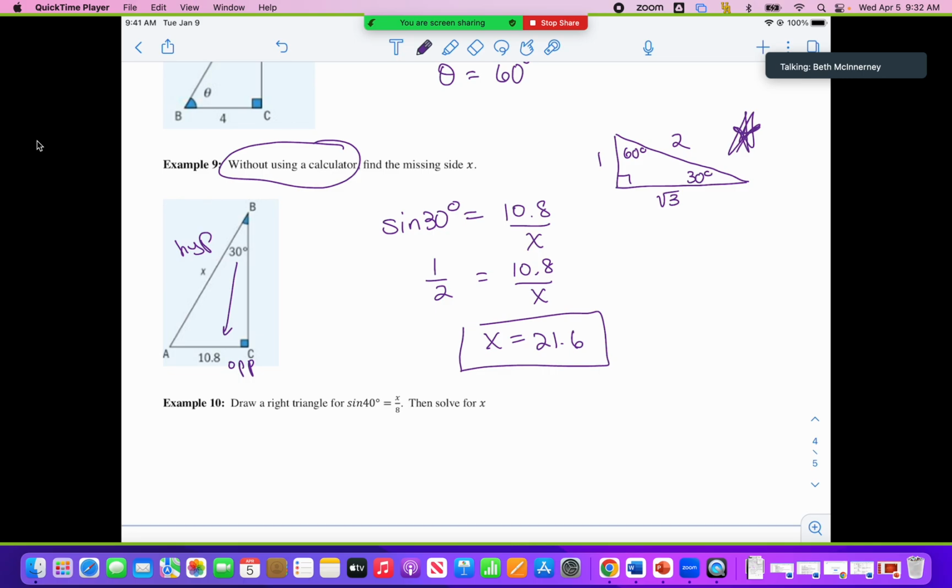All right, in example 10, it says draw a right triangle that would show the sine of 40 degrees equals x over 8. So let me pause a moment, and I want to see that you can draw the triangle.